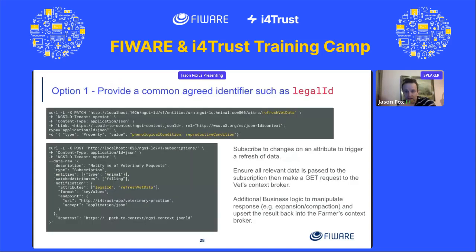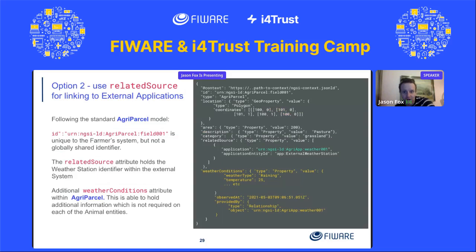So yeah, alternatively, I could say, okay, I have a field. The field has a related source, which is some additional application. In this case, it's an external weather application, and I can use this related information, which I have got inside my system, to then go off and make additional queries.